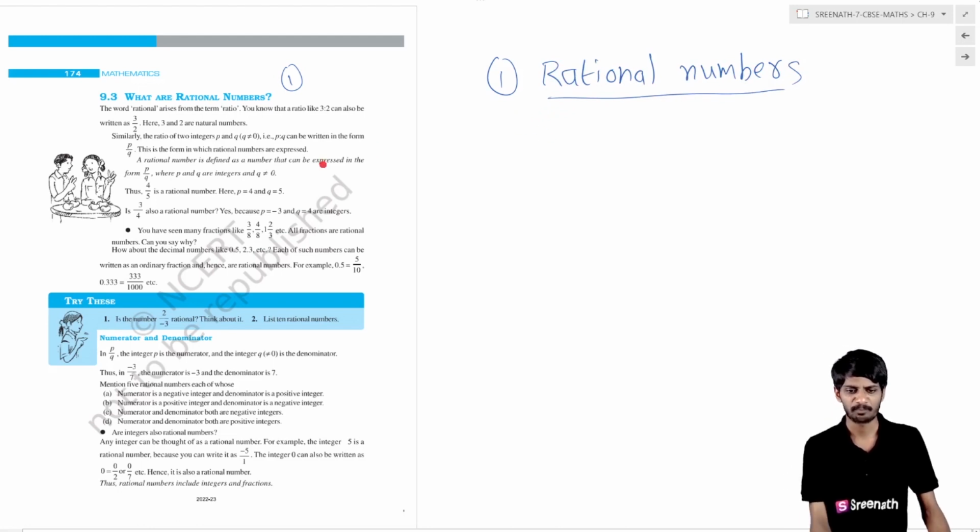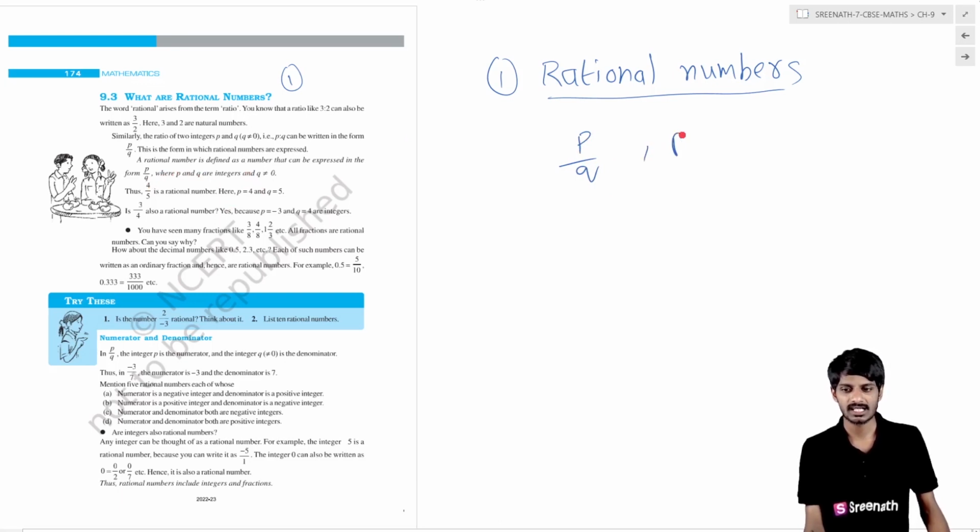Rational numbers. Okay. So what is the definition of a rational number? Basically, a rational number is defined as a number that can be expressed in the form of p by q, where p and q are integers and q not equal to 0. So any number in the form of p by q is called a rational number.